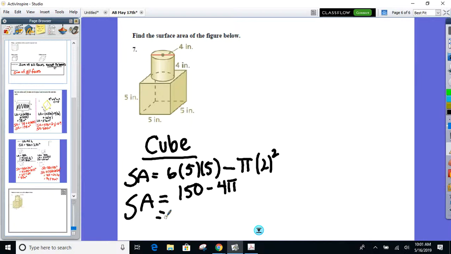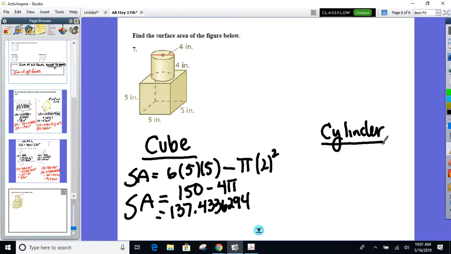150 minus 4 pi. 130. There you go. Thank you, everybody. 137.4336294. Okay, so that's the part of the cube that's showing. Now let's go to the cylinder.